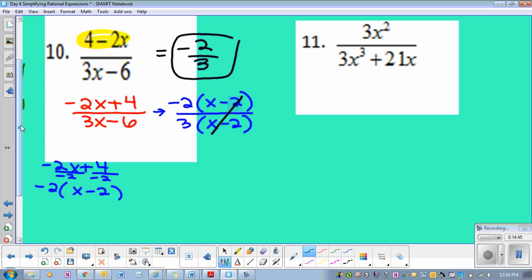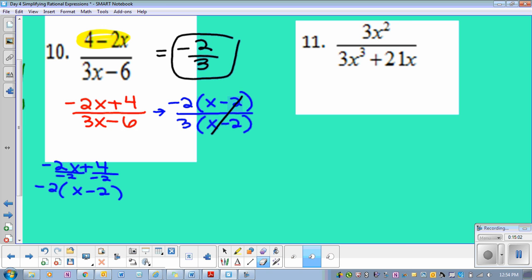Look at the next one. You know, just by looking at it, you go, ooh, 3x something. Probably something I can cancel out, right? But can you do this? No, because there's a plus sign there. So no, you can't do that.